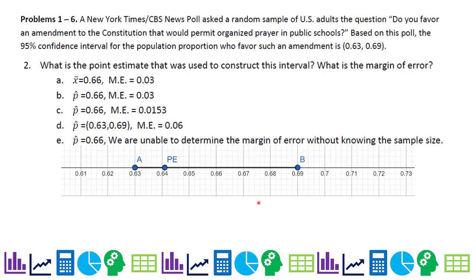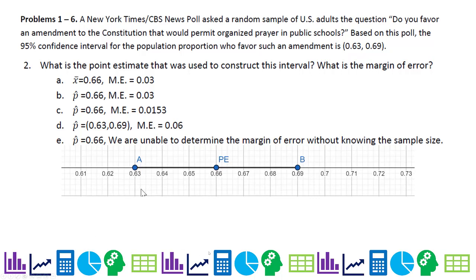Now on to what is the point estimate that was used to construct this interval, and what is the margin of error? So I created this little interval from A to B, which matches the problem in our work. It starts from 0.63 to 0.69. And I put a point in here, PE, which I can move around, and that stands for the point estimate. So our point estimate, we know that our range of values could be anywhere from A to B. So if you had to guess, does it make sense to be more on one side or the other? Or does it make more sense to be in the exact middle? Most people would put us in the exact middle between the 2 points.